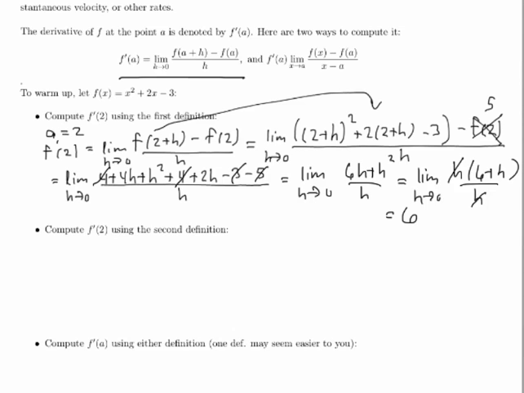Now we're going to do it again using the second definition. Okay, the second definition is here. In this case, we want to put in f prime of a. We're going to use 2 for a again. There should be in here an equal sign. So we have f prime at 2 as the limit as x approaches a, so x approaches 2, of f of x minus f of 2 over x minus 2.